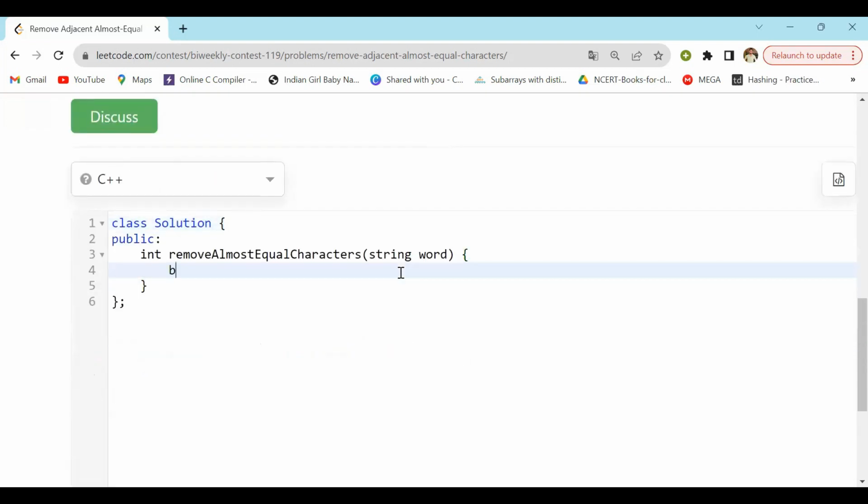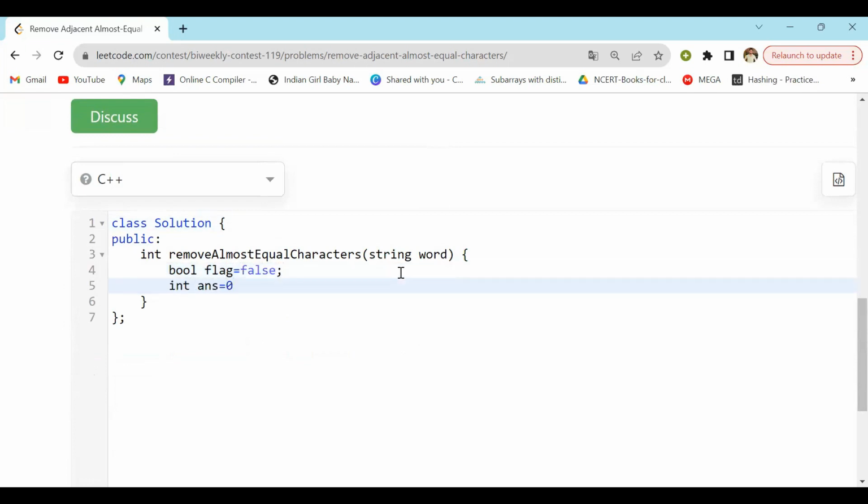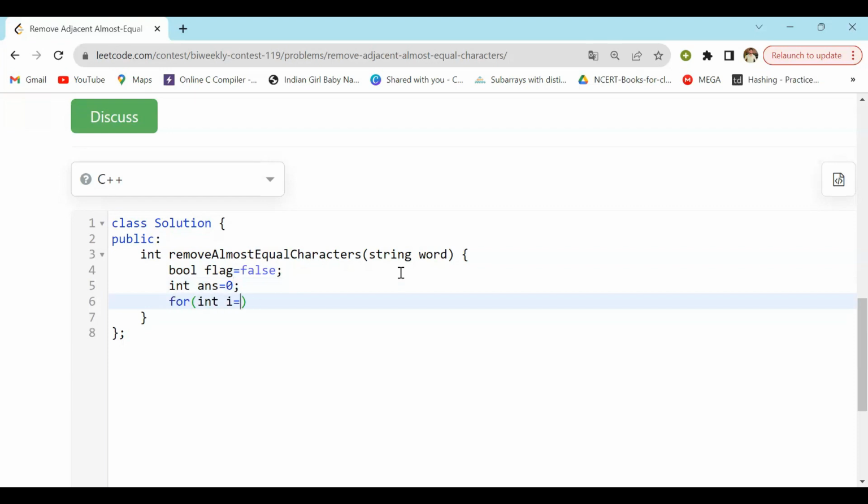We set the flag to false. Initially, int answer is 0. You can iterate on the string for int i equal to 0 to where? Up to word.size() minus 1, i plus plus. What should we do? We should check whether they are almost equal or not.